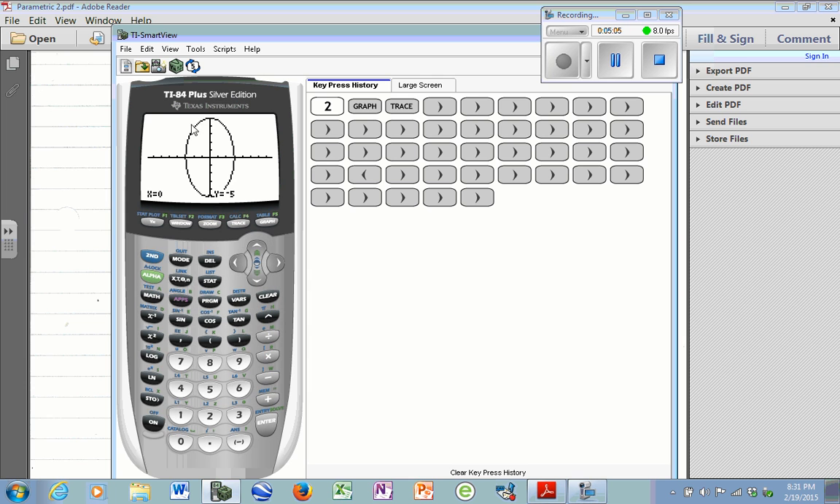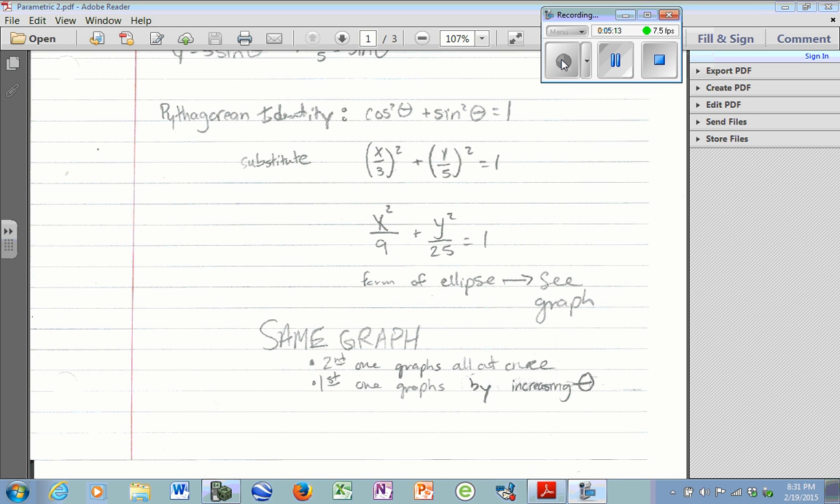Well, I guess this program draws it in the way that it would have parametrically, but sometimes it'll just pop up and there it is. It's an ellipse. Same graphs. The second one graphs it more or less all at once. The first one shows us how it would draw it in that, I'd say, anti-clockwise direction. It shows it by increasing the angle.